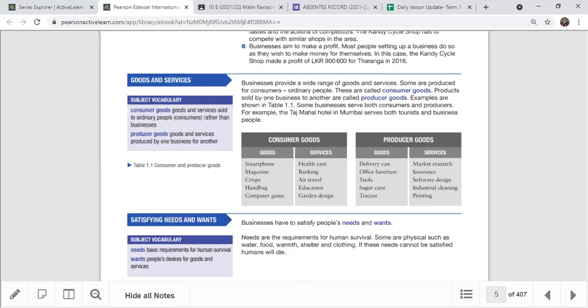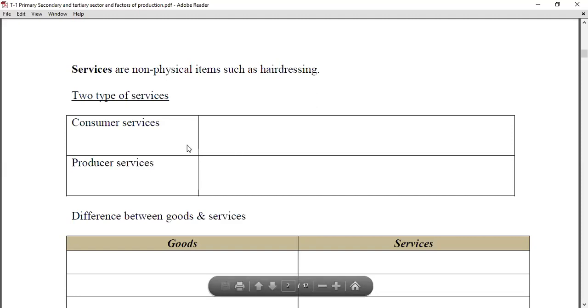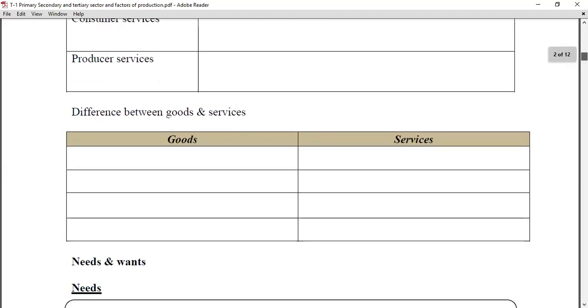So these tables are important. I think you have a good understanding of consumer goods and services and producer goods and services. Now the next table shows the difference between goods and services. You can write down the differences. If they ask you to analyze two differences between goods and services, or outline one difference, you should know the main differences. The first one you can write down: goods are tangible and services are intangible in nature.